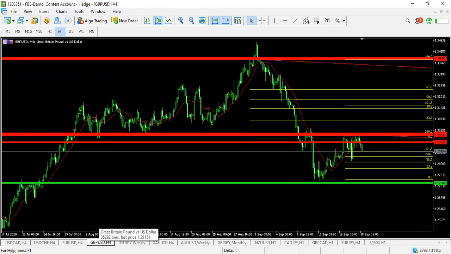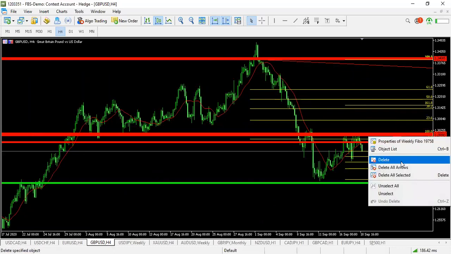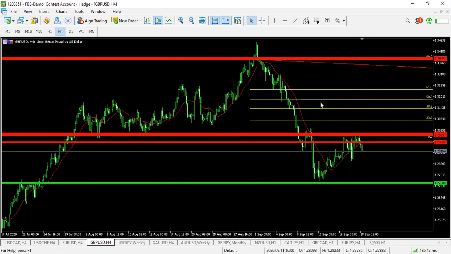And the Gbp USD has a similar situation here. Let me just remove this Fibonacci retracement.